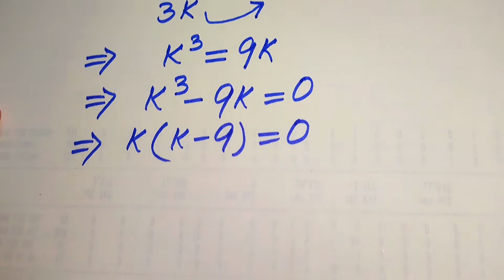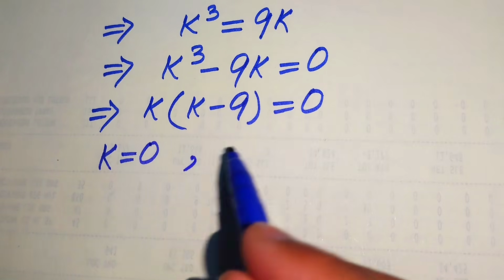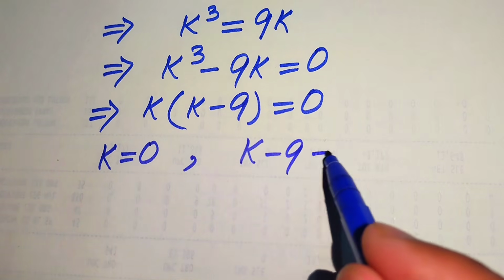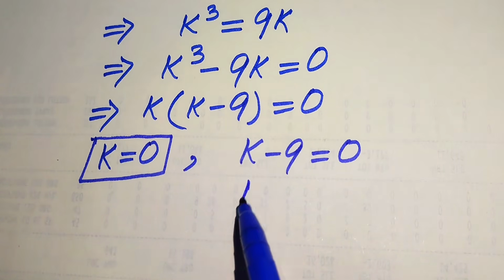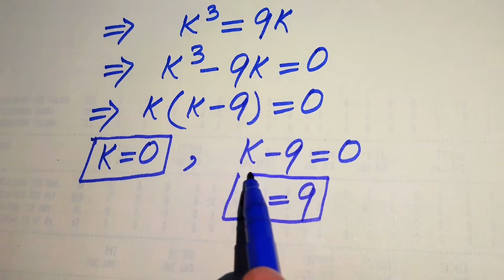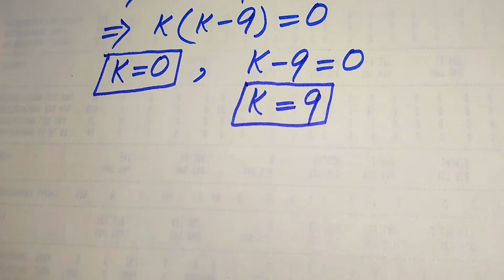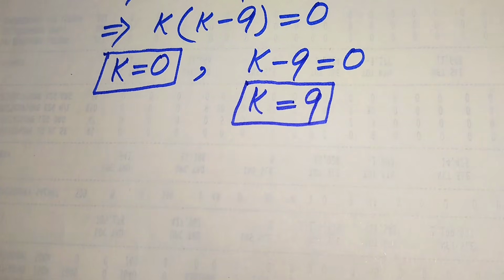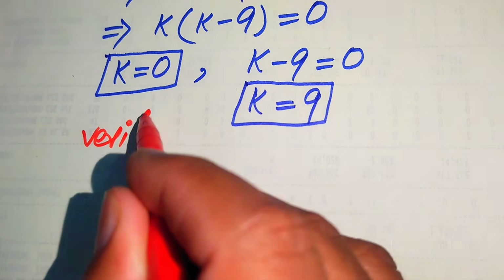Now we divide this equation into two cases. The first case is k is equal to 0, and the second case is k minus 9 is equal to 0. So this is the first root of the given equation, and from here we move this 9 to the right hand side, and we get the value of k is equal to plus 9. So these are the two roots of the given equation which we get in this method. Now in the next step, we need to verify whether these roots are solutions or extraneous roots.